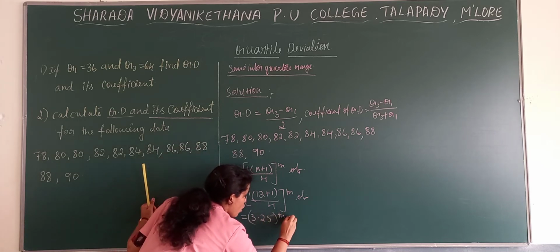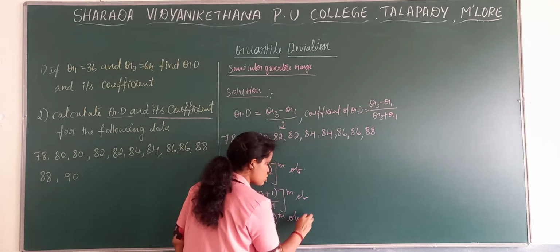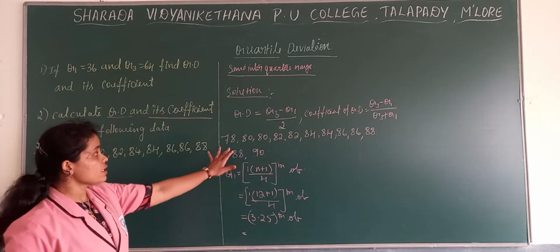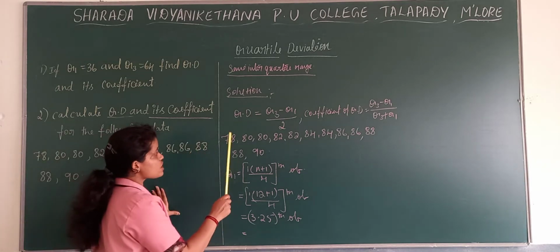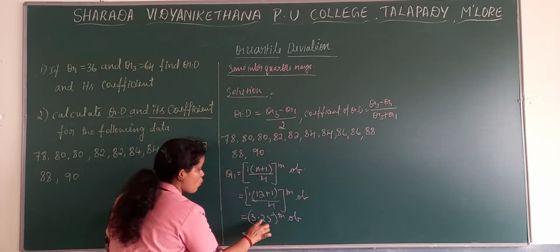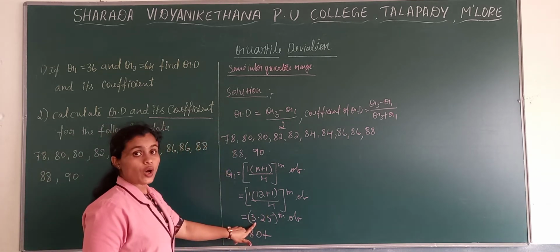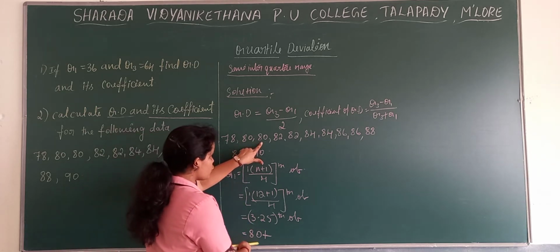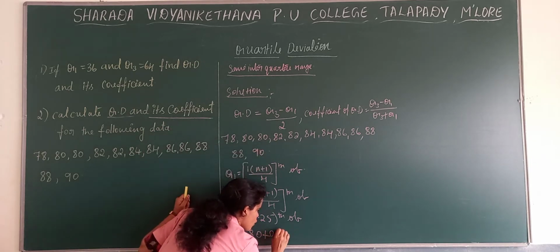3.25 observation. You have to write this observation completely. Now you see which is the third observation. If it is not in ascending order, we have to arrange it first. Third observation is 80. So 80 plus what is remaining, 0.25. The third observation plus 0.25.